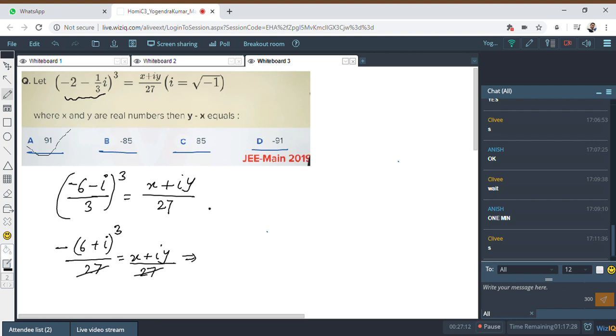So what will we get? Minus 6 cube, 216. You keep on doing it the same way, but this is how you should do it. Otherwise, if you take minus minus, it will be confusing there. That's what I wanted to tell you.